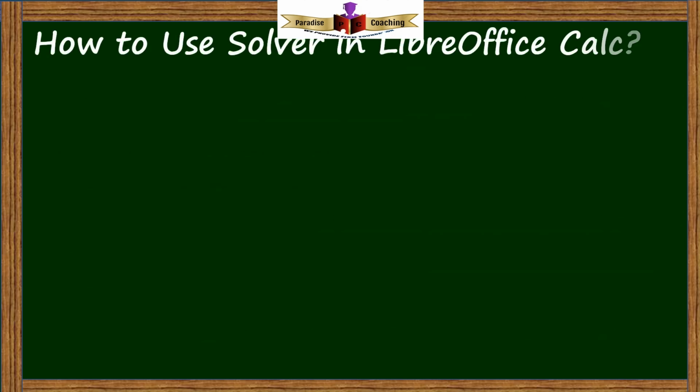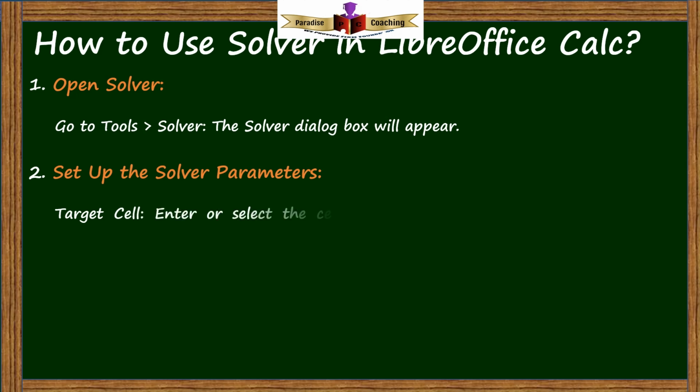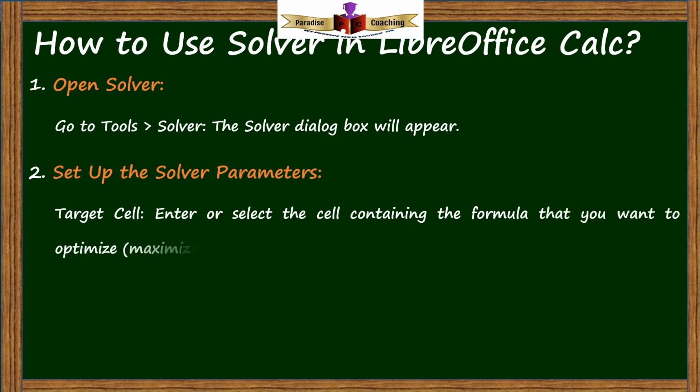How to use Solver in LibreOffice Calc. 1. Open Solver. Go to Tools, Solver. The Solver dialog box will appear. 2. Set up the Solver parameters. Target cell: enter or select the cell containing the formula that you want to optimize, maximize, minimize, or set to a specific value.